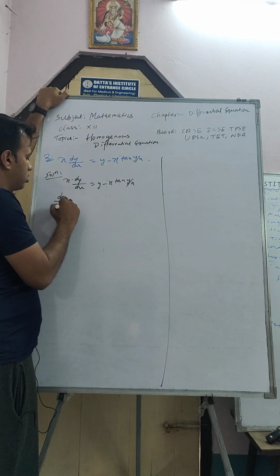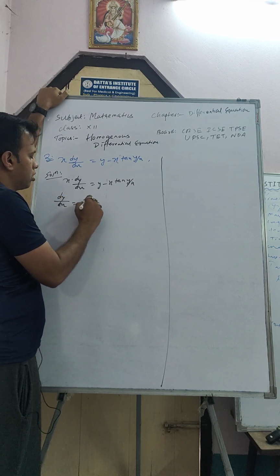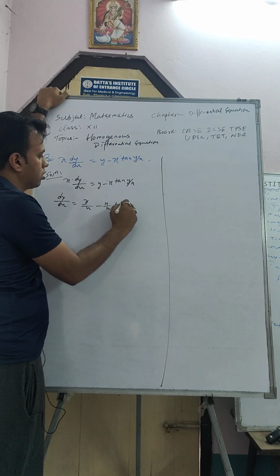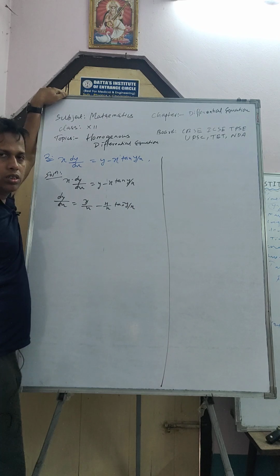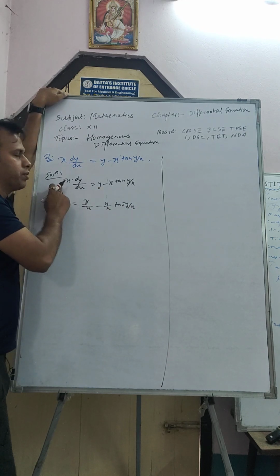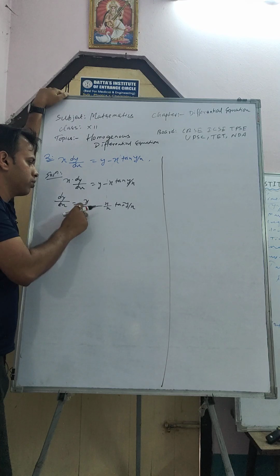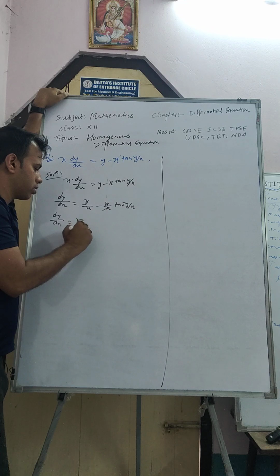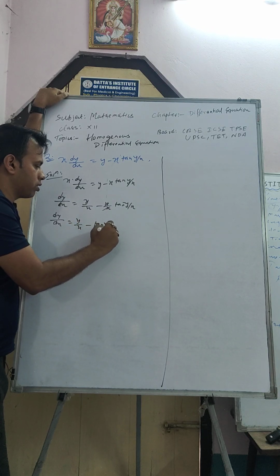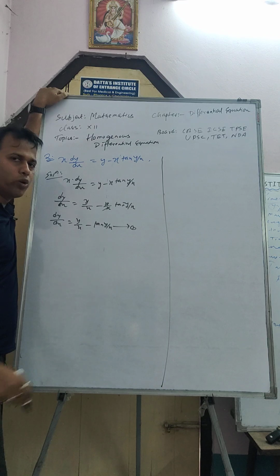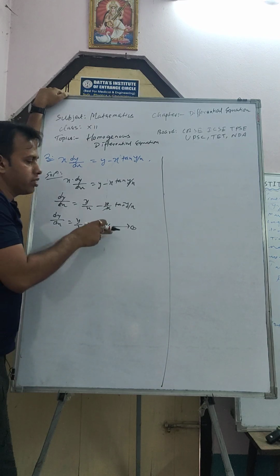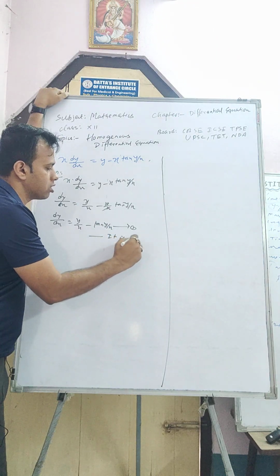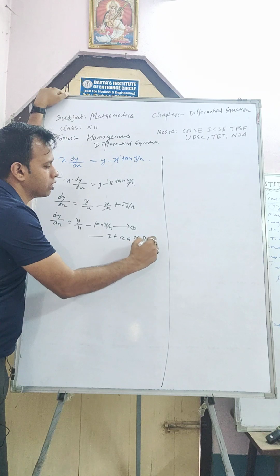After that, I divide both sides by x, so it becomes y by x minus tan y by x. The x's cancel out, and it becomes dy by dx equals y by x minus tan y by x. This is equation 1, and it is in the form of f of y by x, therefore it is a homogeneous differential equation.